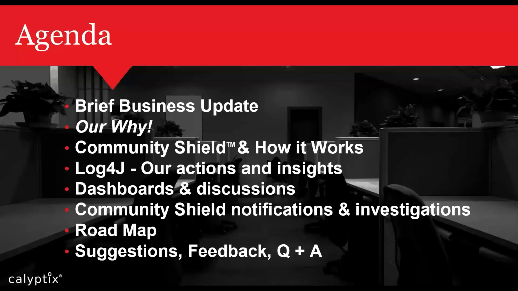So here's a quick agenda: revisit our why, and then a quick overview of the Community Shield and how it works. Then we're going to hit Log4j, what we did and some things we learned, things we need to do going forward, and how that will inform our roadmap. We're going to look at some dashboards, including the one we made public, both around Log4j and broader. We're going to talk a little bit about the update on the notifications for malicious traffic, and then touch base on our near-term and longer-term roadmap. As always, we welcome suggestions, feedback, and Q&A.